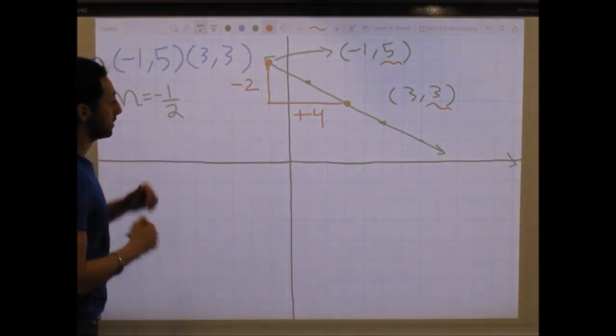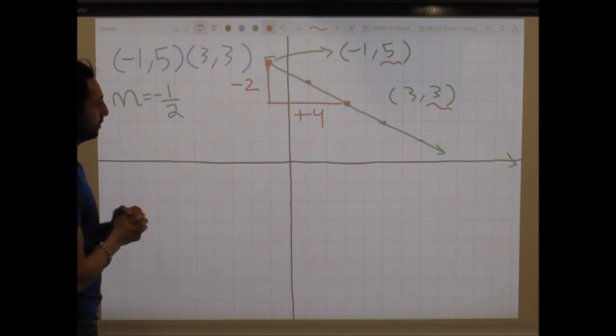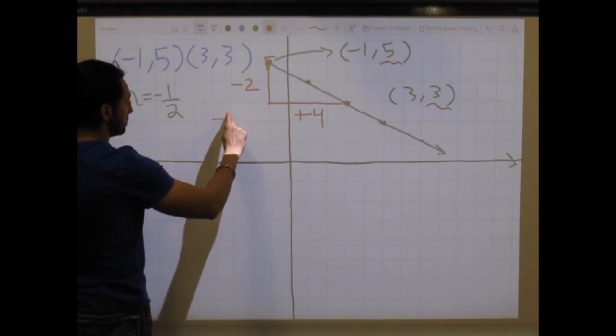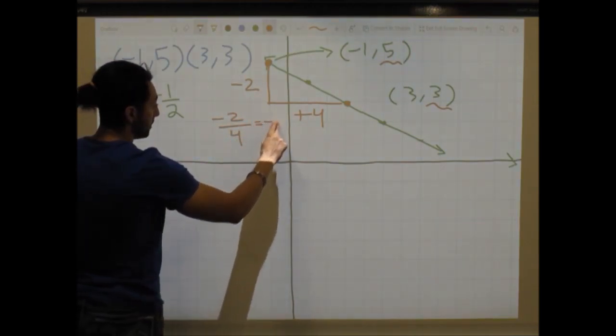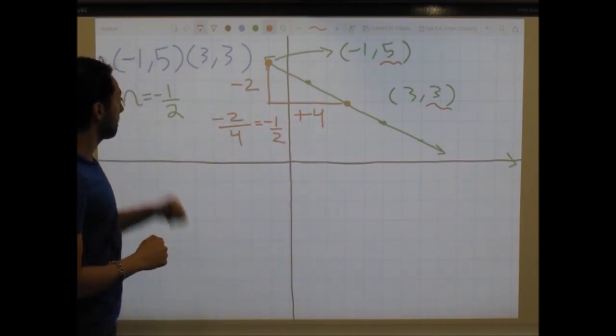It didn't come out to a negative 1/2, but I know that these ratios are going to be equivalent. Going off what slope says, which is rise over run, I had risen negative 2, and I went over 4. And we know that that simplifies to negative 1/2, which verifies with my slope.